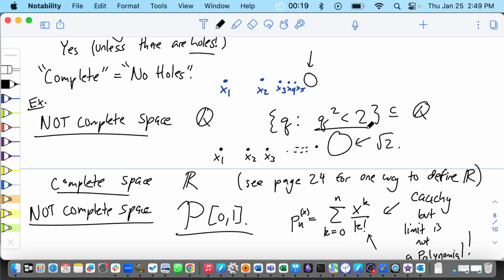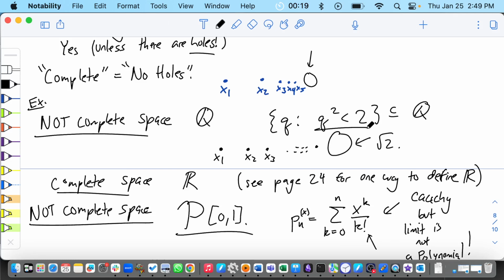But if we are Q people and the only thing we know about are rational numbers, we can still measure the distance between rational numbers, and we can still say, hey, this is a Cauchy sequence. I can see that the points are getting really close to each other. But there is no limit. And then we would say that means the space is not complete. So it is kind of a point of view.